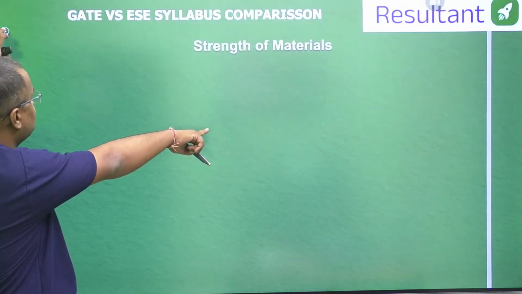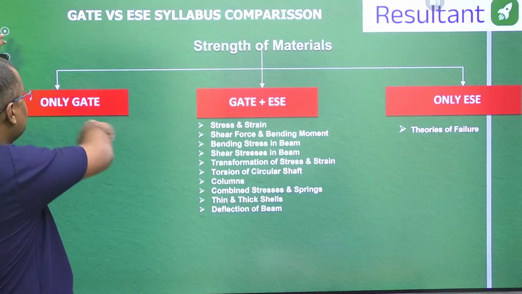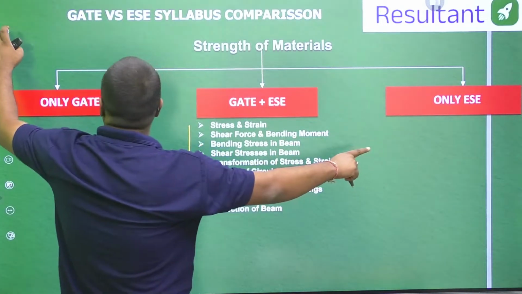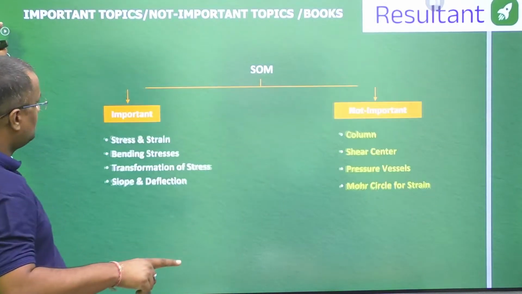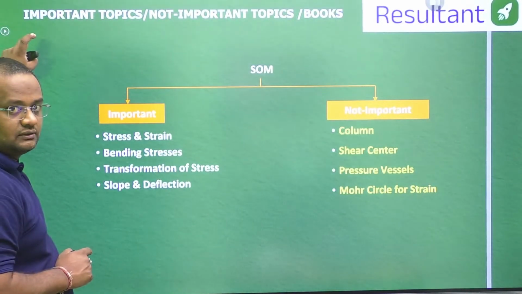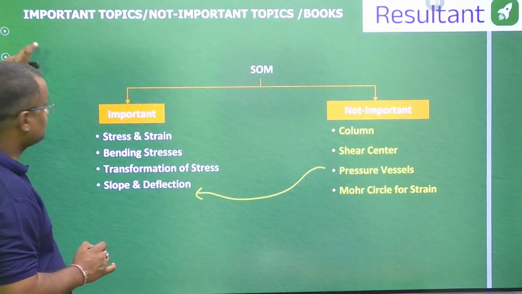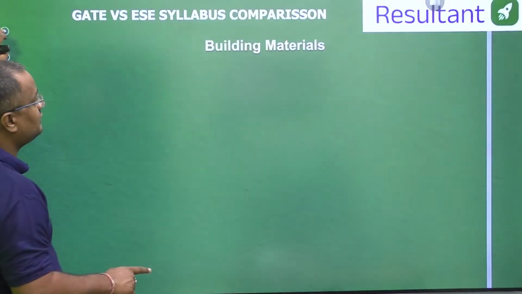OCF, which is in GATE and ESE. Strength of materials, which is GATE and ESE. See, theory of failure is only in ESE. There is no topic which is only in GATE. Either a topic is in GATE and ESE both, or only in ESE. Now, SOM, what is important, what is not important. Although pressure vessel should be noted here. Okay, from the last 2-3 years trend. What is the book for numerical and concept? And this I have made for each and every subject, guys.